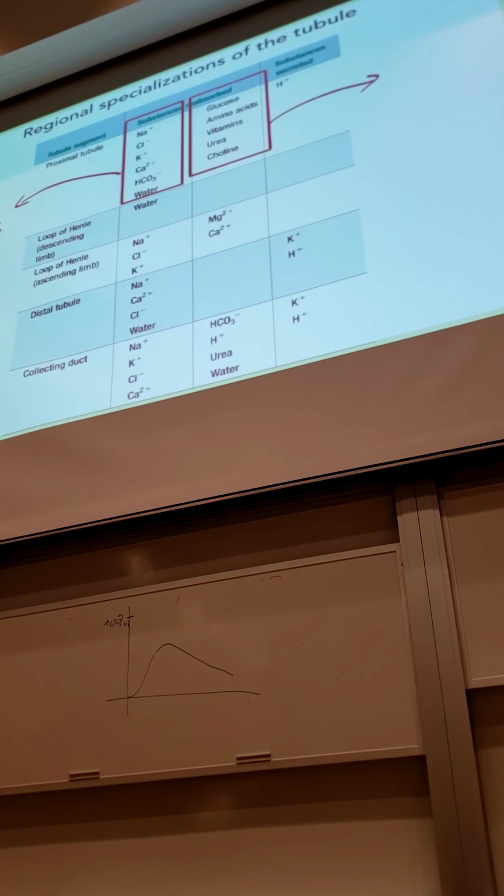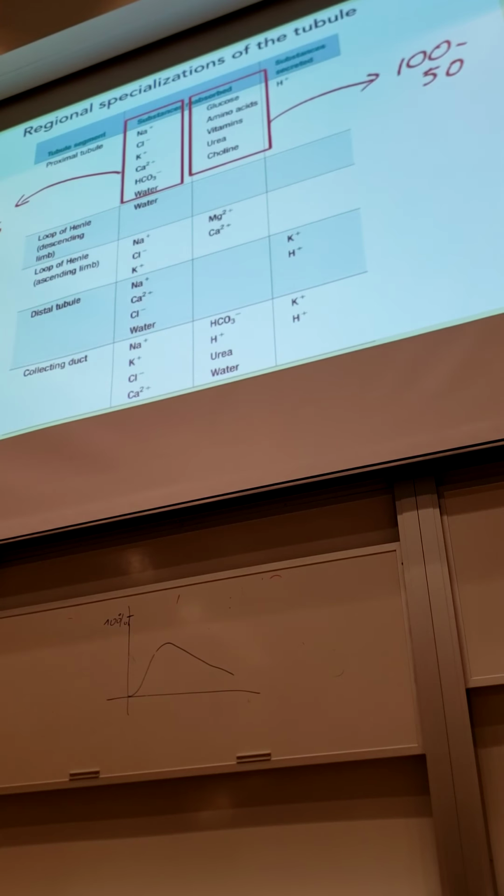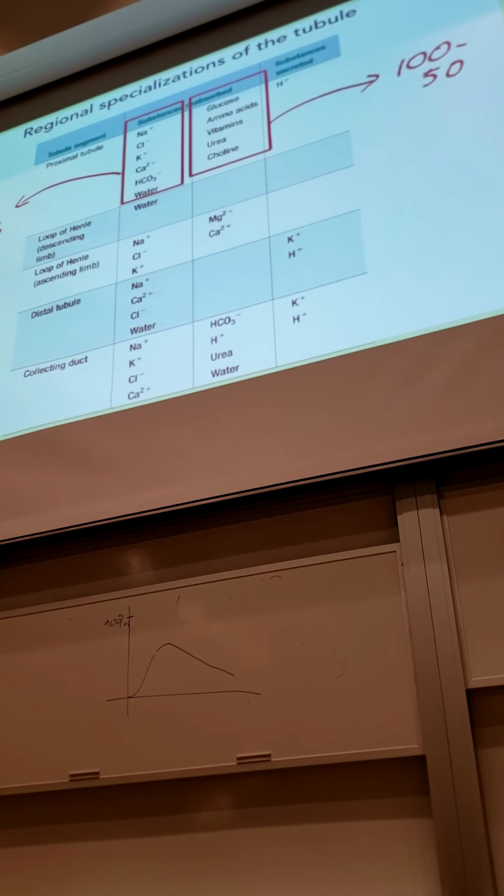For these things, it's more in the range of 100 percent in the case of glucose. So maybe 50 in the case of urea. But when it comes to glucose and amino acids, we want all of that back. Okay? And then the rest of this, there's a lot of fine tuning that takes place, but we are reabsorbing a tremendous amount of things in that proximal tubule.